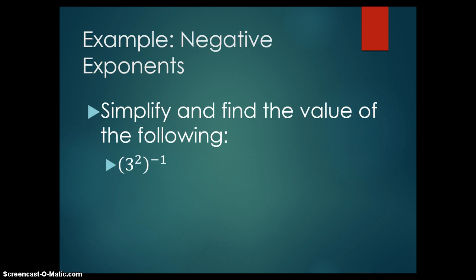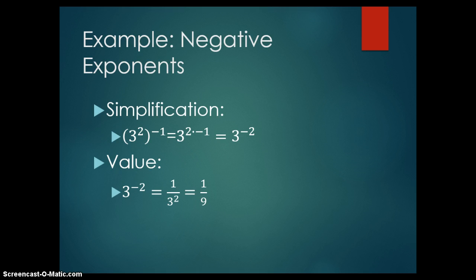And here's an example of negative exponents. We want to simplify and find the value of 3 squared raised to the negative 1. And this is a really special one because we have to make sure we get the fraction. So we have 3 squared raised to the negative 1. We multiply those two exponents together, so we have 3 raised to the 2 times negative 1. And a negative times a positive is always negative, so we get 3 to the negative 2.